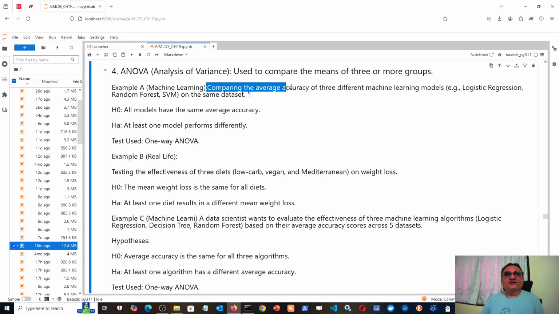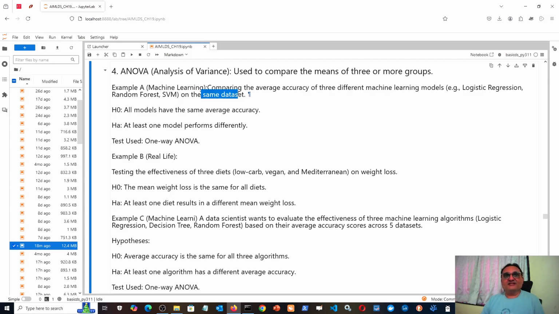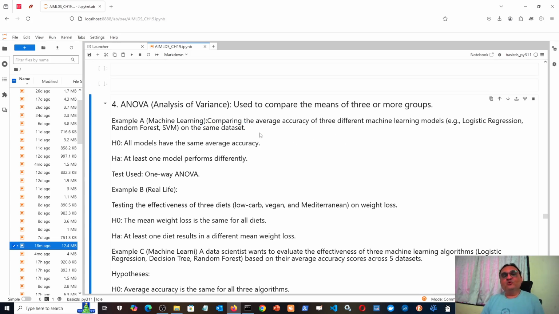One is comparing the average accuracy of three different machine learning algorithms on the same data set. So the data set is the same, but what is that something you are doing? You are training on your data set, doing the train-test split, and then making a machine learning model. So you have made a model on my data set using logistic regression. Then I make another model using random forest, and then I make another model using SVM, right? So in that case, the question is which model should I use later on?